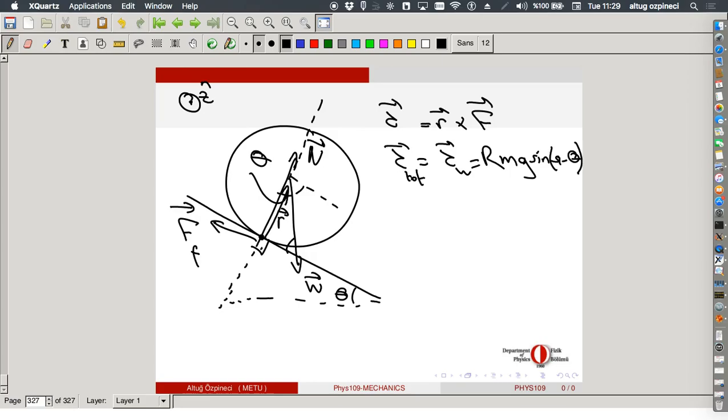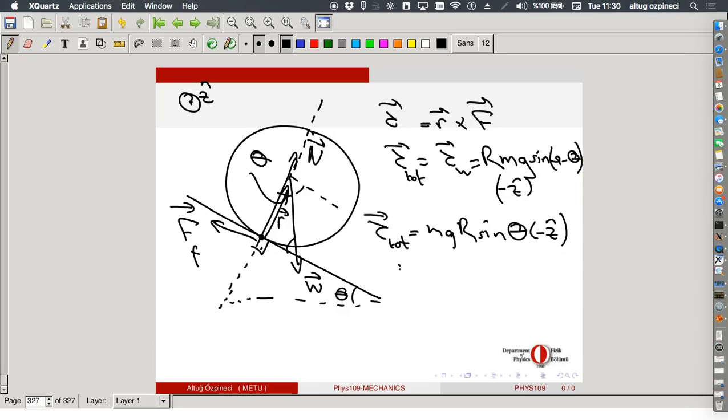What is the direction of the torque? This is R, this is W. R cross W, just rotate it. It is into the screen. Into the screen is in the minus z direction. So this is equal to mgr sine theta in the minus z direction. This is the torque.